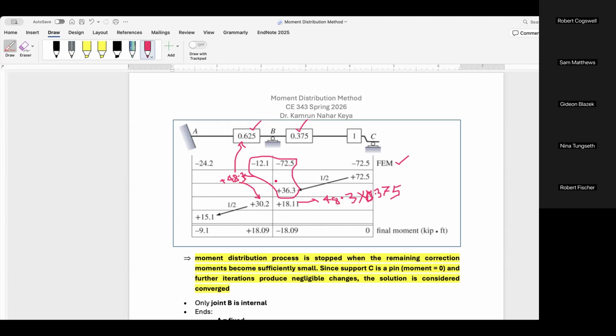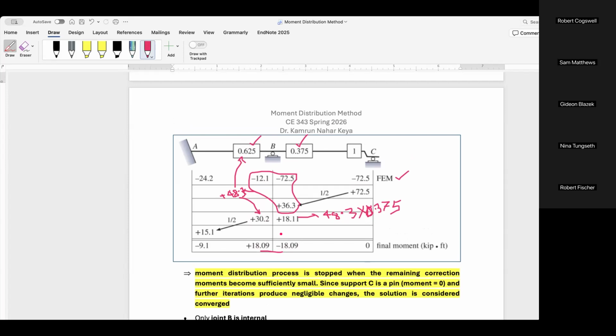Then the summation for joint B: minus 70.5, 36.3 plus 18.11, you will get minus. Also, it's less than 0. So it's too low a value for the moment for that. Here, we will obviously get the same value 18.09, but opposite sign. Just check this, sum these two moment values, you will get 18.09. So it's good that you already get that same value.